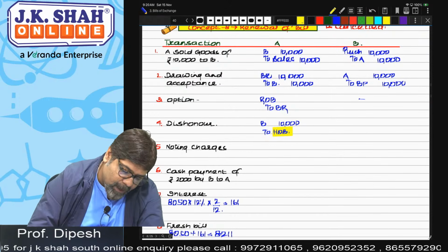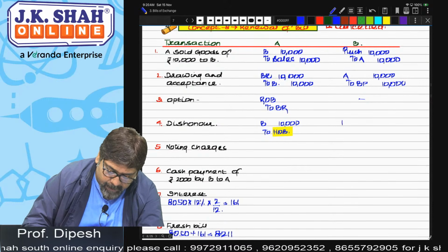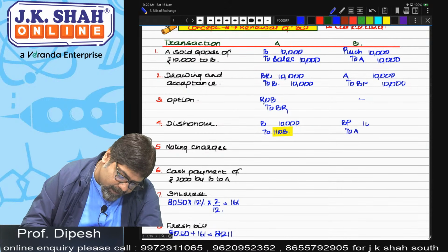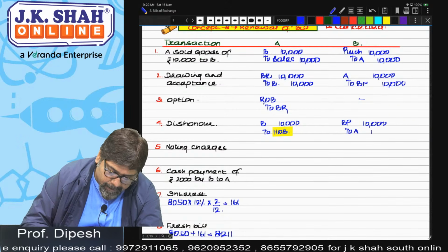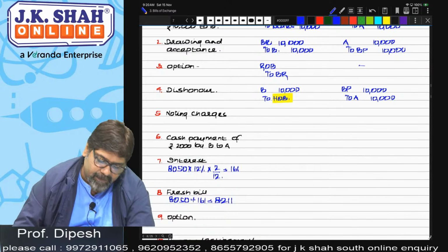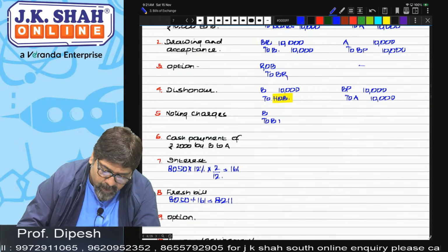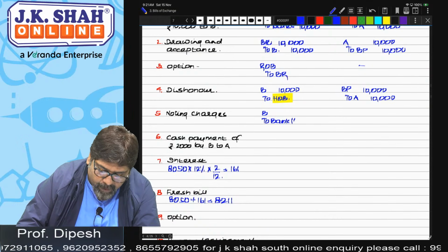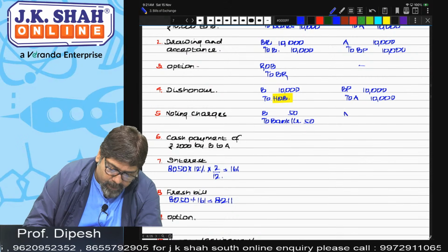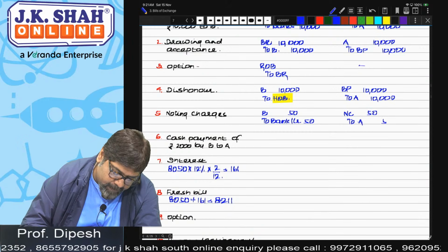What entry will B pass? B will say bills payable to A, 10,000. Noting charges 50 rupees. So B to bank or creditors. He will write noting charges 50, payable to A 50.